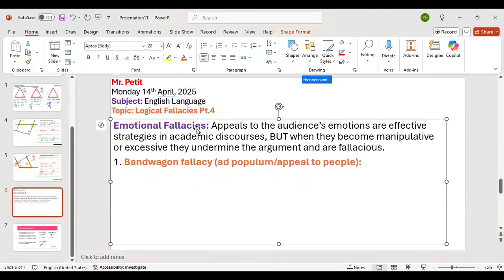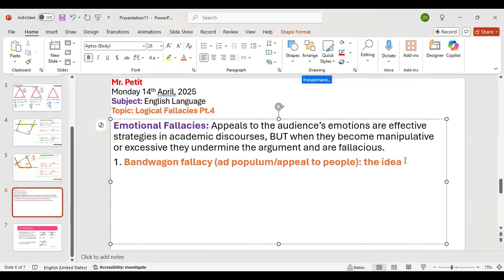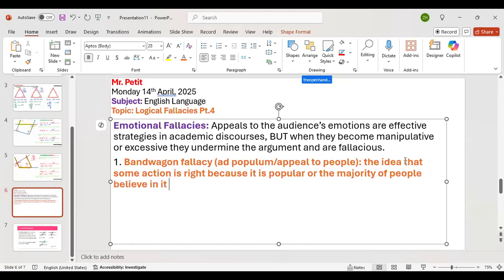All right. The bandwagon fallacy is when people purport the idea that some action is right because it is popular or the majority of people believe in it.